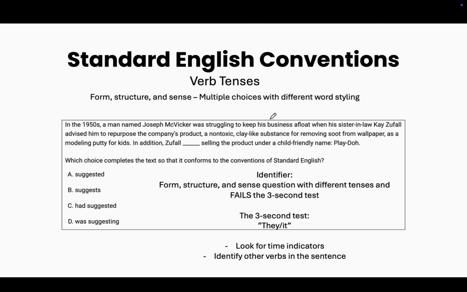Now, back to our example. Since the action was completed in the past, the correct choice is past simple. That makes choice A correct.